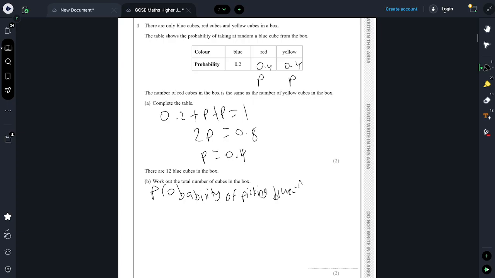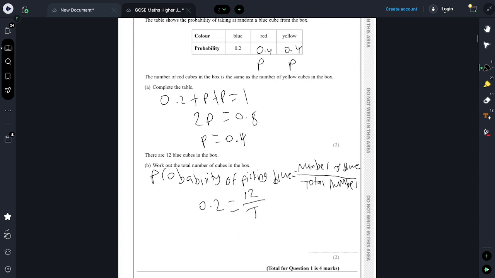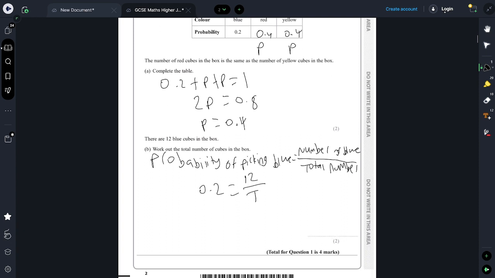That's going to be the number of blue cubes over the total number of cubes, all there is. But we know that this is 0.2. And it also tells us the number of blue cubes is 12. So the total we can just call T. If you times by T on both sides, you get 0.2T is 12. Therefore, T is going to be 12 over 0.2.